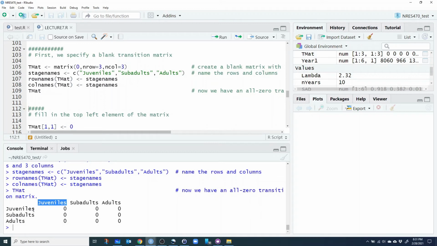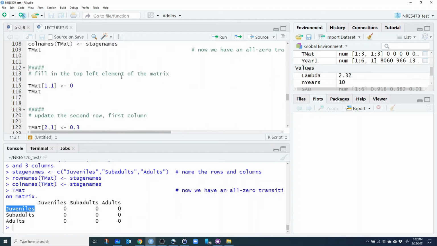So a transition matrix is always a so-called square matrix because it has the same number of rows as it has columns, and each row and each column represents a life history stage. So each of these elements represents the transition from individuals in the column stage this year to the row stage next year. All right. So we can start filling in the matrix.